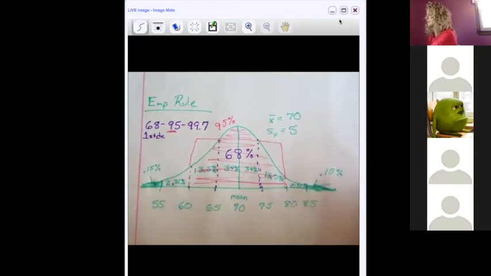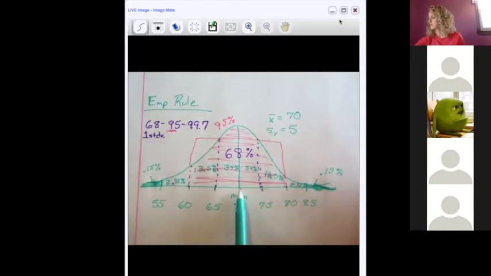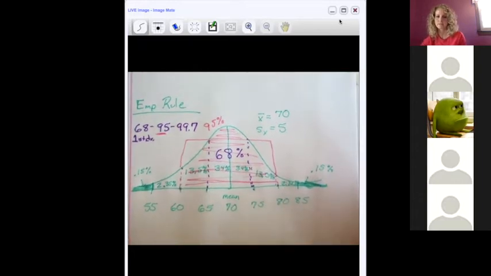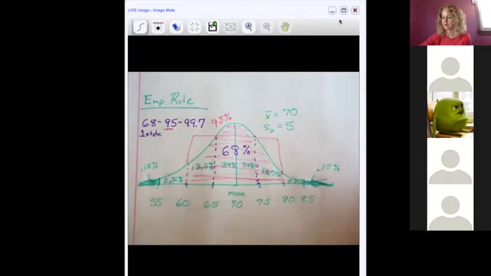Now, if I asked how many people scored better than 70, 70 is the mean, and it's right there in the middle. So better than 70 would be 50%. That's half of the data. Below 70 would be half of the data. If I said how many or what percentage of the people scored above a 75, we could add each one of these pieces together and find out what that value is. Okay, so that's the empirical rule and the normal curve broken down a little bit.